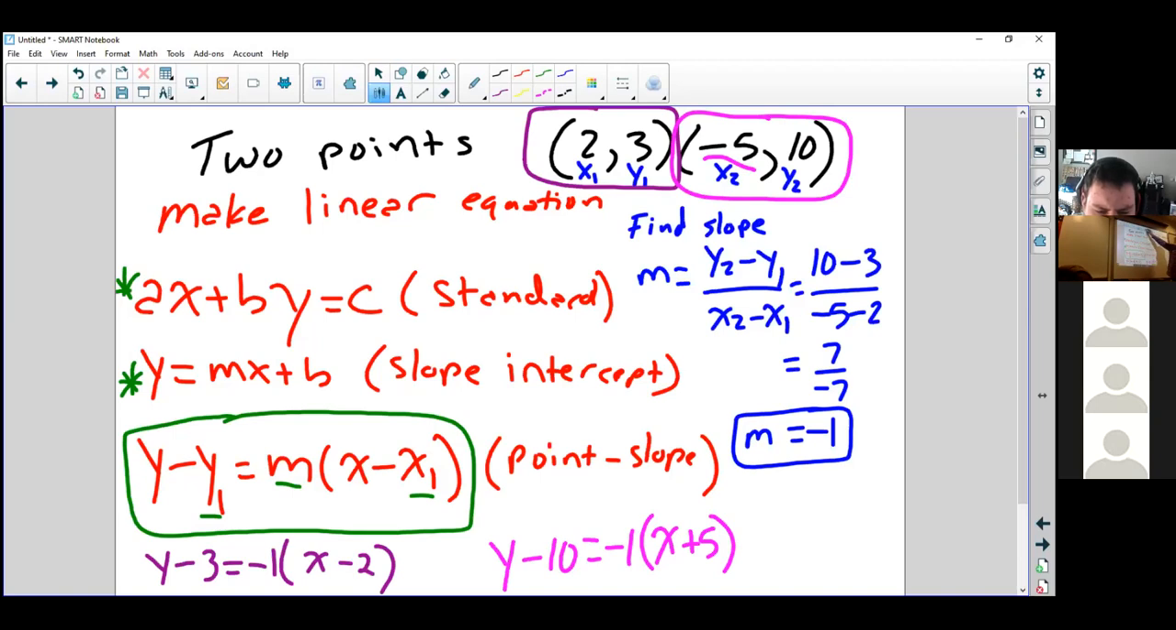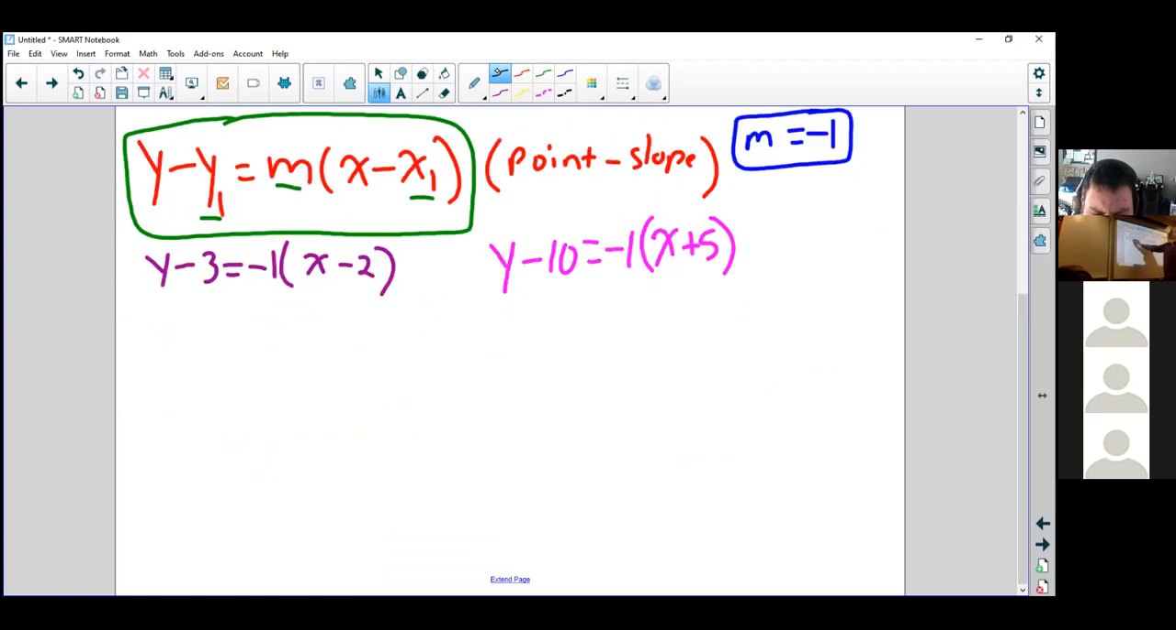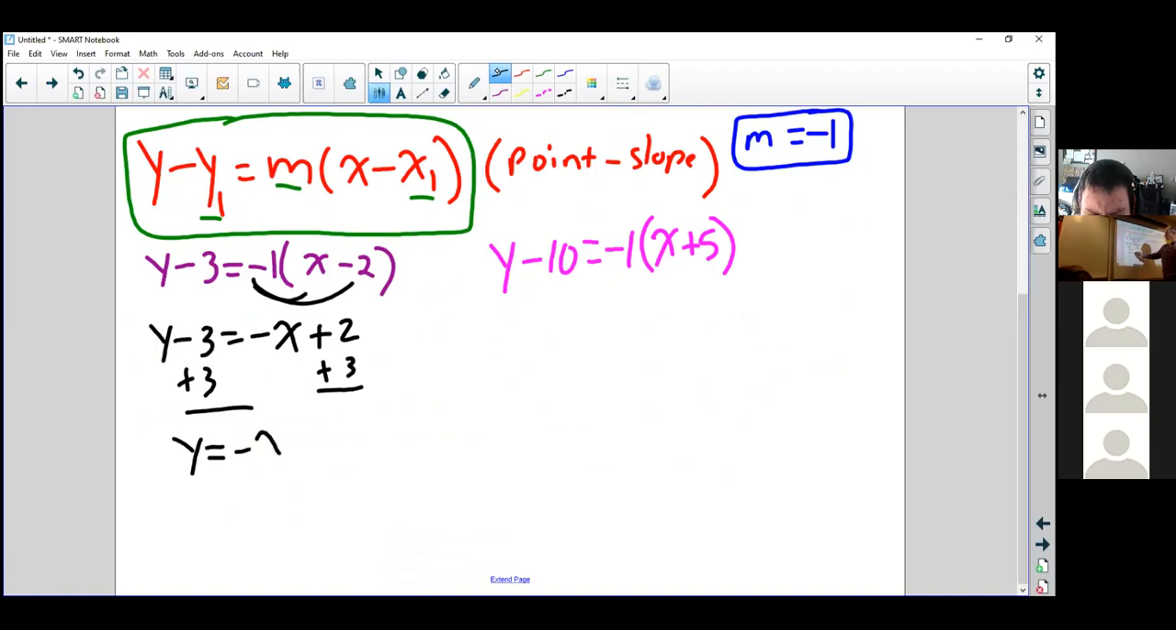Now let me show you why these 2 answers are the exact same. If we went back and said, okay, Texas Instruments, you're the wise one. So I'm going to distribute negative 1 here and here. Negative 1x was just negative x. Negative 1 times negative 2 is positive 2. Add 3 to both sides. Y equals negative x plus 5. So that's the slope intercept form of the point slope form.